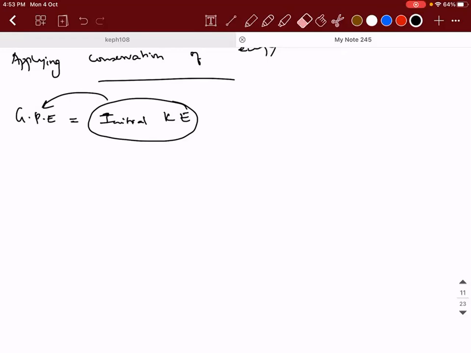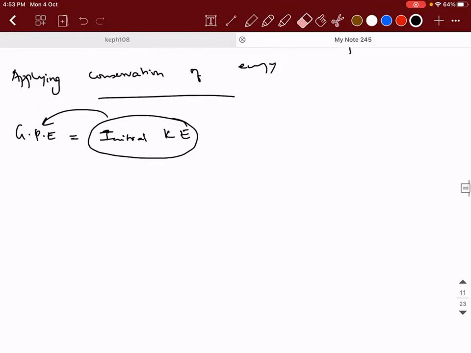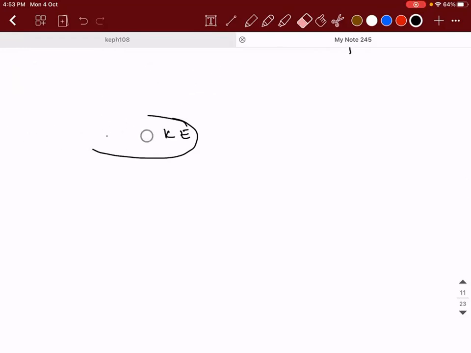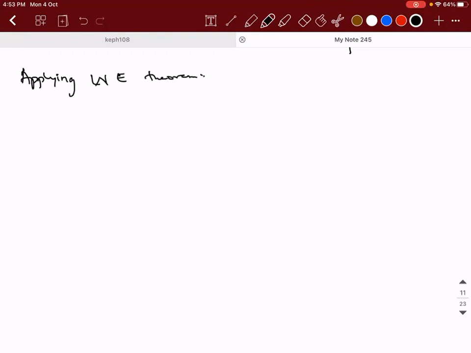Are you guys able to understand? Or the best way to understand this, applying work energy theorem. So what does work energy theorem state?